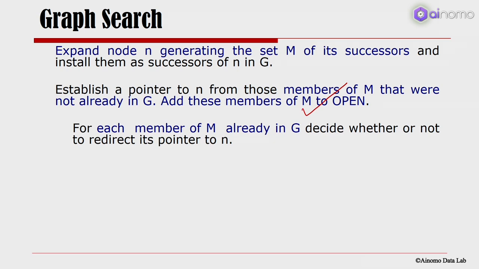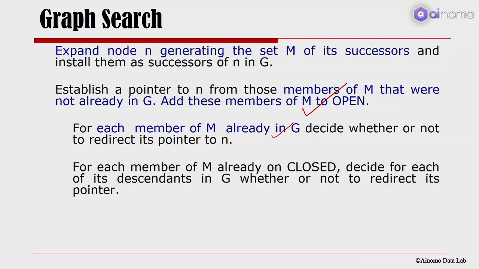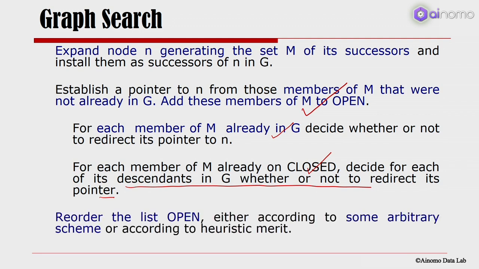Now if each member of M is already in G, then we can decide whether we want to redirect its pointers. Or if each member is already in close, that means one of the successors has already been expanded, then we can redirect its descendants, whatever are there, to that pointer. Else we will ignore that node to be expanded further.